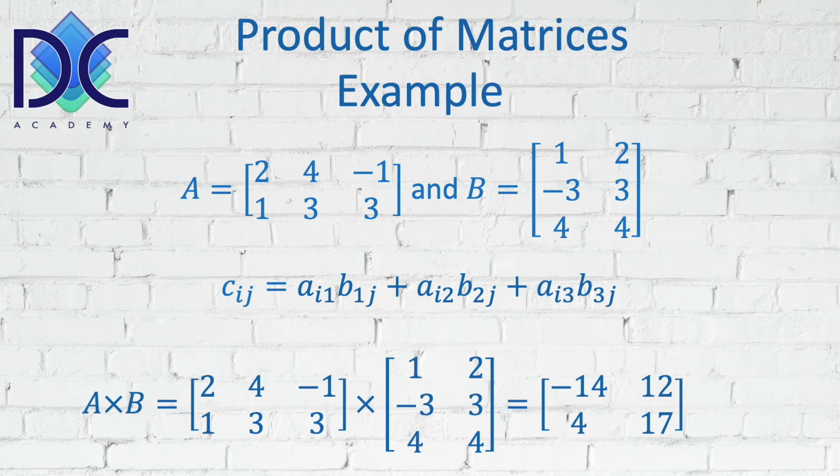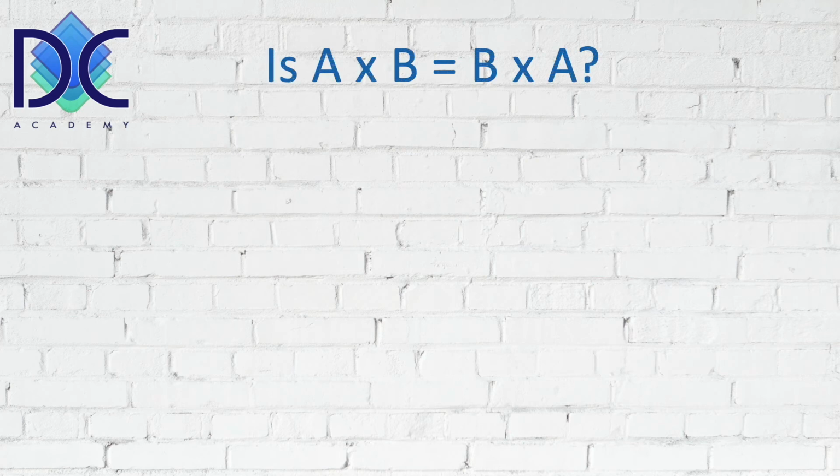So the formula in this case for a 2 times 3 and a 3 times 2 matrix gives us A_i1 B_1j plus A_i2 B_2j plus A_i3 B_3j. So we have in fact those different calculations to complete. We have to do that 4 times. Now, this is also a question that we can ask: is A times B equal to B times A?